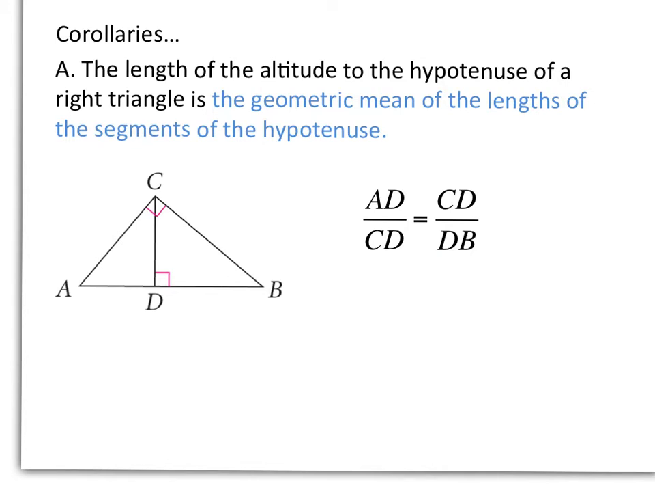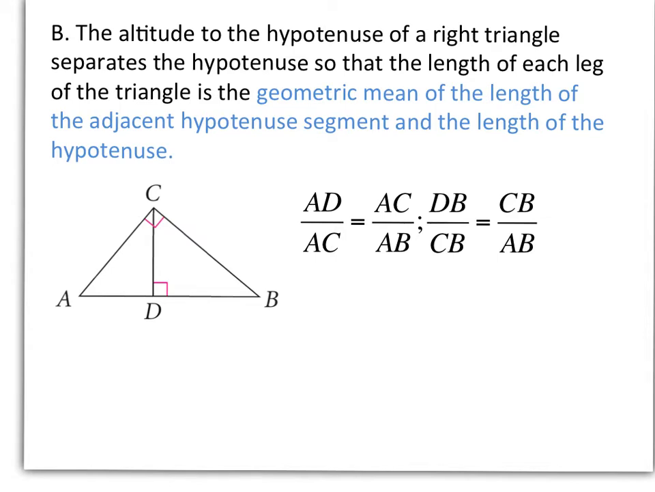A few corollaries. A says the length of the altitude to the hypotenuse of a right triangle is the geometric mean of the lengths of the segments of the hypotenuse. So when we're given the altitude to the hypotenuse of a right triangle, we can set up a proportion to solve for our missing sides. So with the given triangle below, we would be able to say that AD is to CD as CD is to DB. So notice we have a repeat here for our lengths of sides. And that's what we just saw when we solved our problems for the geometric mean.